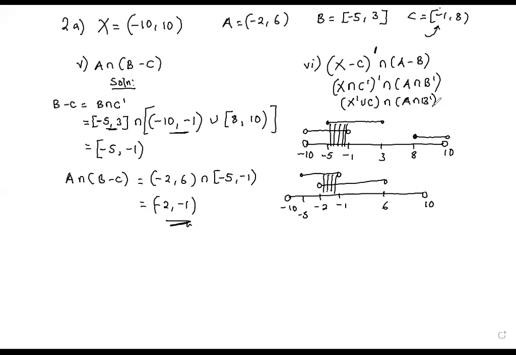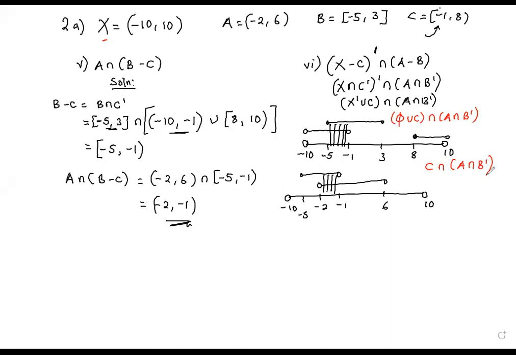Okay. So X complement, X being the universal set, its complement is empty. Empty union C, intersection A, intersection B complement. And so empty union C is C, intersection A, intersection B complement.